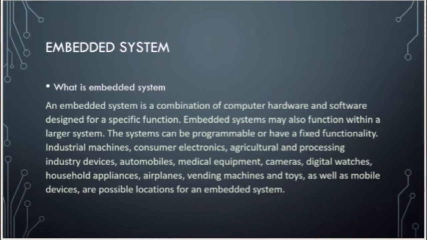In the internship progress, we studied about embedded systems. So let us first see what an embedded system is. It is a combination of computer hardware and software designed for a specific function. It is also a function within a larger system. The systems can be programmable or have a fixed functionality.